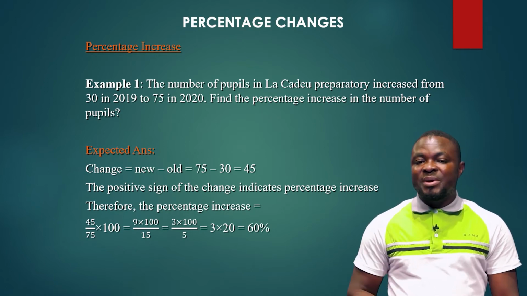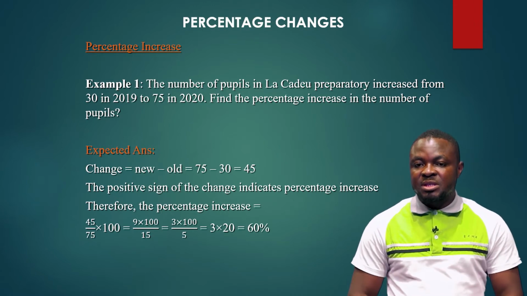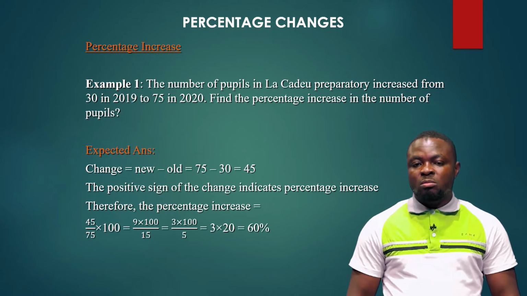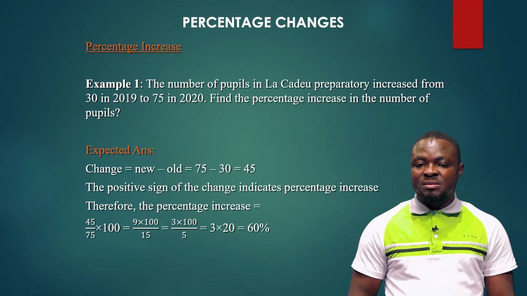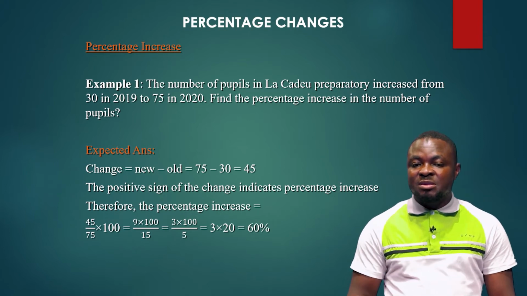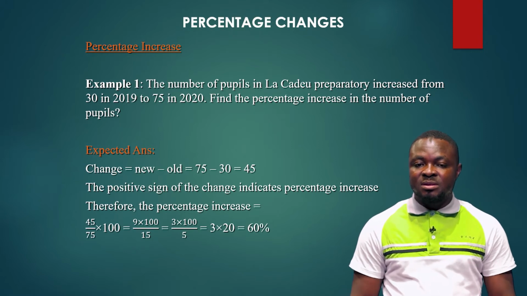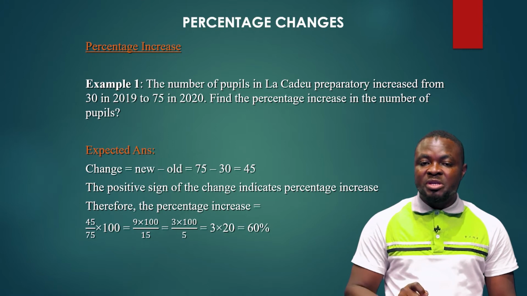Then you multiply by 100. That will give us the percentage increase in the original quantity. So mathematically, you realize that 45 divided by 75 is a fraction. And in our earlier lessons, we looked at how to multiply a fraction by a whole number. So 45 over 75 times 100. You take the 100 and multiply by the numerator.